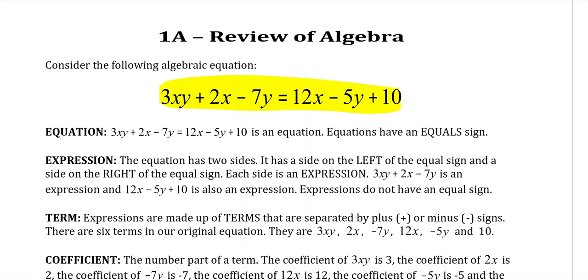So first of all, it is an equation. The reason it's an equation is because it has an equals sign in it, and we have a left-hand side and a right-hand side with the equal sign in between.